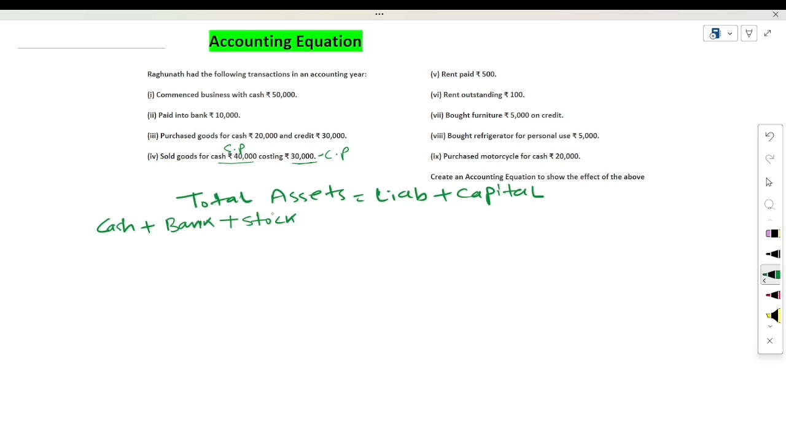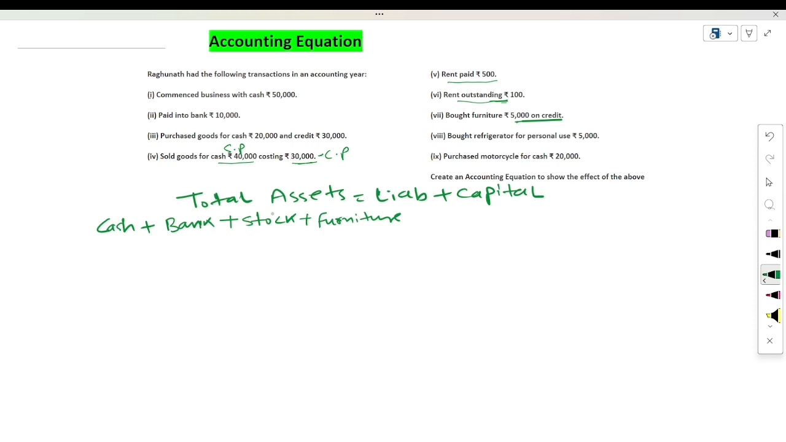Fifth, rent paid, how much? 500. Rent paid 500 means cash payment. There will be no asset or liability. Rent outstanding, here also a liability is created. Rent outstanding. Bought furniture. How much? 5,000 on credit. It means another asset is also created, furniture.